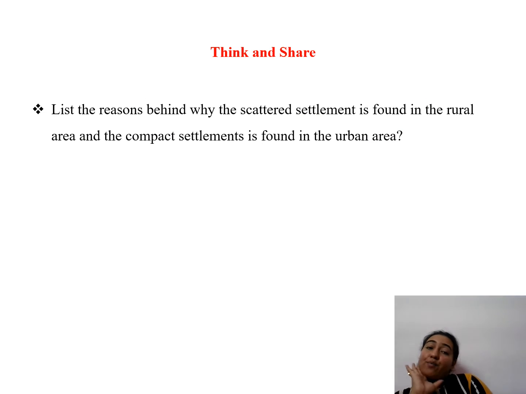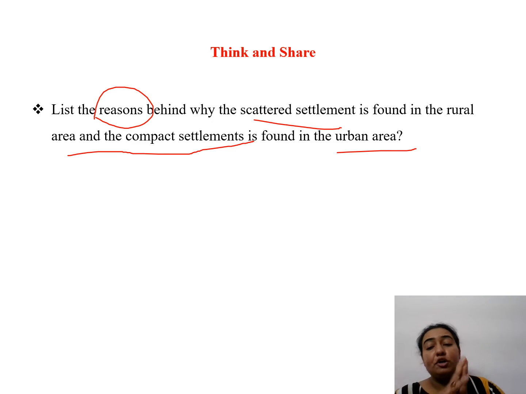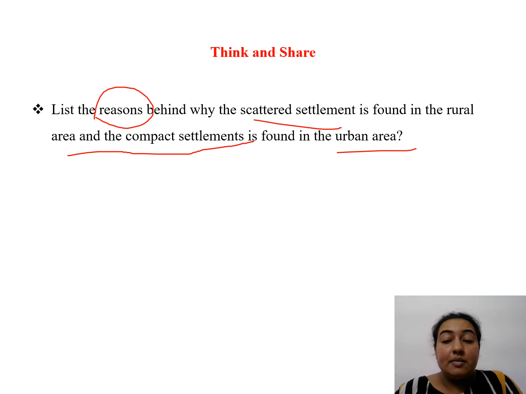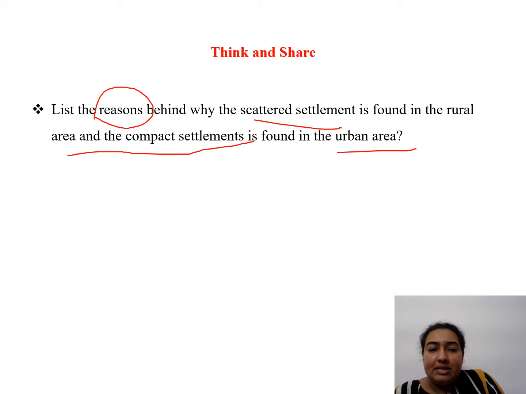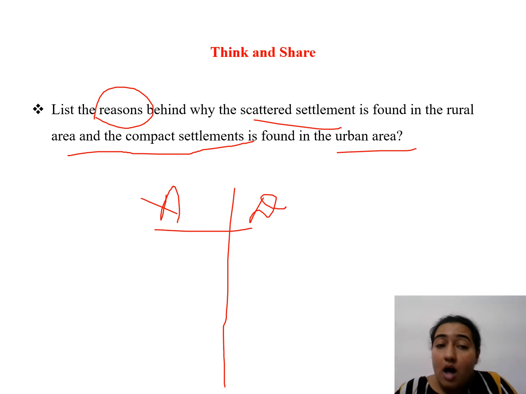Now, I want you all to elaborate, think and reflect on this question. Now list the reasons. You need to tell me why scattered settlement is found in rural areas and compact settlement is found in urban areas. What could be the basic differences between all of them? So I want reasons. What can be the main possible reason for the scattered area? Now, if I am drawing over here, you need to tell me advantages as well and disadvantages as well of the scattered and urban areas.